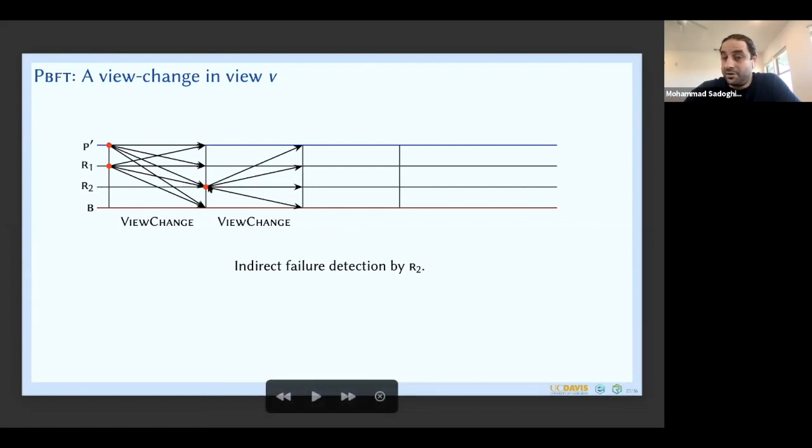But if R2 observes that F plus 1 other replicas have already raised their hand, then R2 knows that at least one honest replica is complaining. And as soon as R2 notices that at least one honest replica is complaining, R2 will join the effort. R2 will also propose a view change. And the view change happens when the majority are on board. At this point, the majority is not on board. There's only F plus 1. But once R2 joins the effort, now we have 2F plus 1. Once the majority is reached, that's when things start to happen. Then the view change takes place.